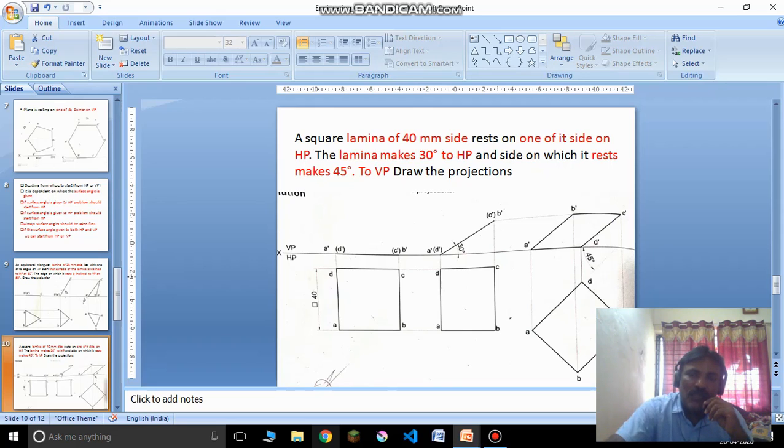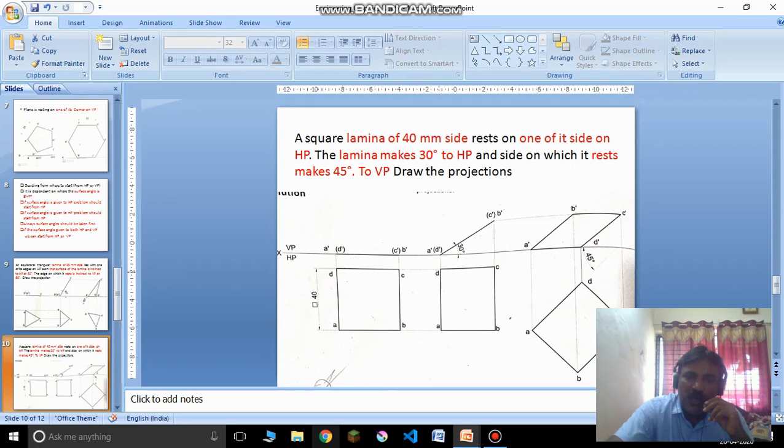Then he says that the edge on which it is resting is inclined at 45 degrees to VP. As I told in the previous problem also, AD is the edge I am resting on. Here also it is AD. That length is not changed here. Why I am telling this, we will come to know at a later stage, while solving some different problems. So this AD is right now perpendicular to VP, because I kept it like that in the beginning.